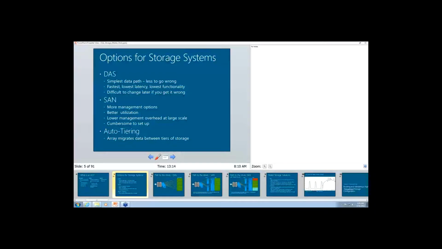Auto-tiering is just a flavor of SAN, which is becoming more and more common these days, and that's where the array may contain multiple classes of storage. So you may have 15K RPM drives, 10K drives, SSDs, and maybe even some slow SATA drives for bulk storage. And the array automatically migrates data between these tiers based on usage patterns.